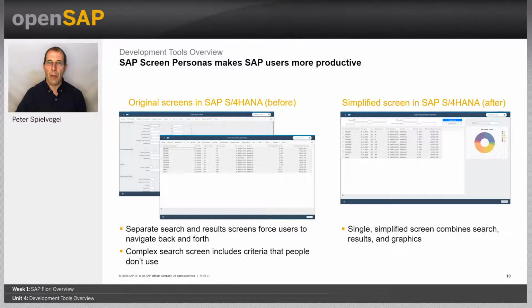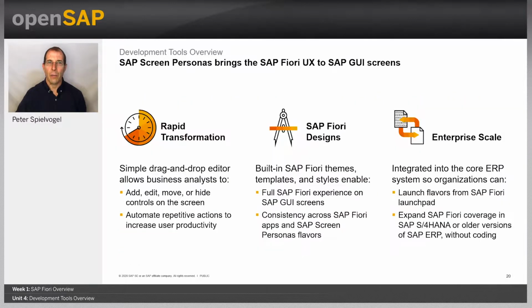Consider the example on the screen of a classic list transaction, VA05 to search sales orders. You start with a search transaction on one screen and the results on another. If you need to search again, you have to toggle back and forth across these two screens. The simplified screen on the right, built in less than an hour, puts the search and results on a single screen using the Fiori experience. We've even added a chart that shows visually the results of your query.